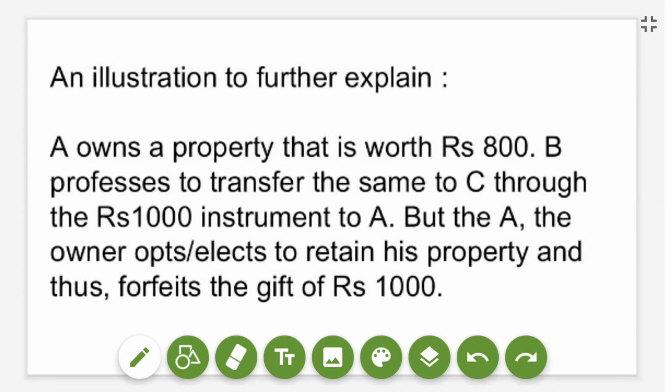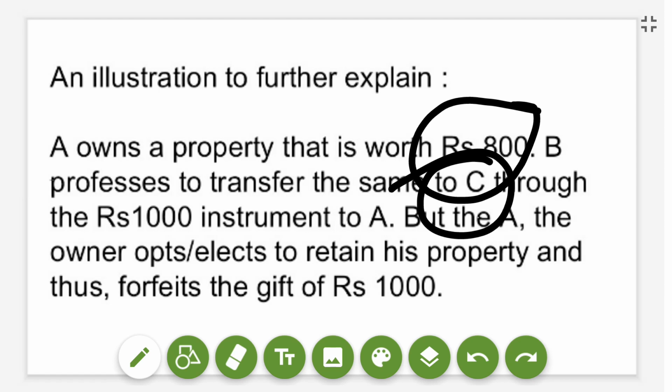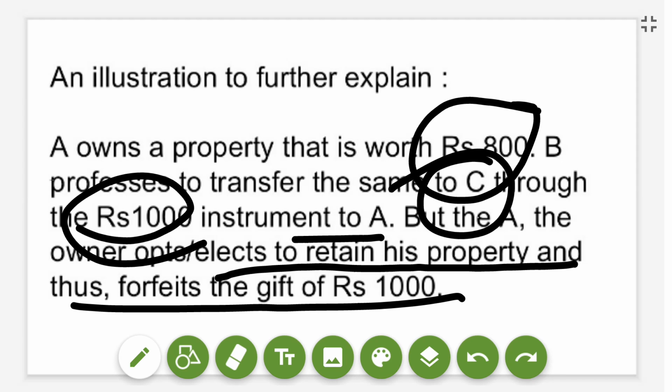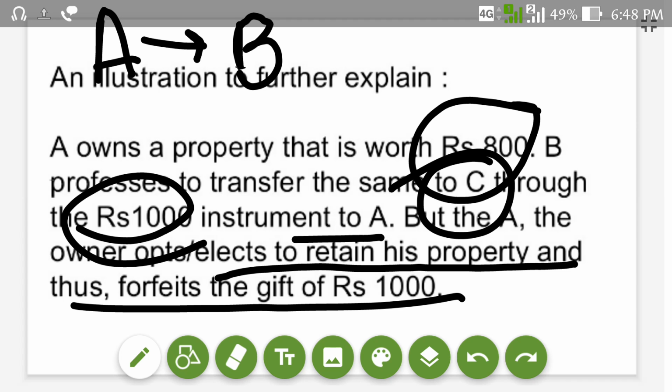Now, this illustration will make it clear to you. It says A owns a property that is worth rupees 800. B professes to transfer the property to C, and offers a rupees 1000 instrument to A. But then A, who is the real owner, elects to retain the property and thus forfeits the gift of rupees 1000. So it is really very easy, and you can understand it: there is an A who is the real owner of the property. Okay? There is B who wants to transfer the property of A to C.